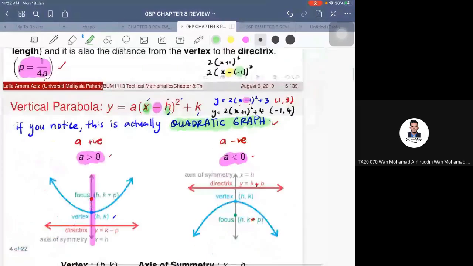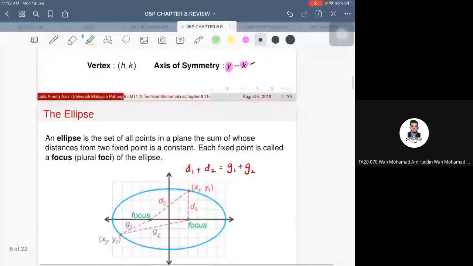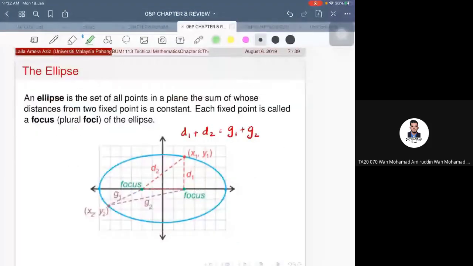Next kita nak tengok features of ellipse. Ada dua bentuk yang kita tahu macam mana nak lukis. Okay, untuk ellipse pula, ada 1, 2, 3, 4. Ada 4 features yang you kena tahu.